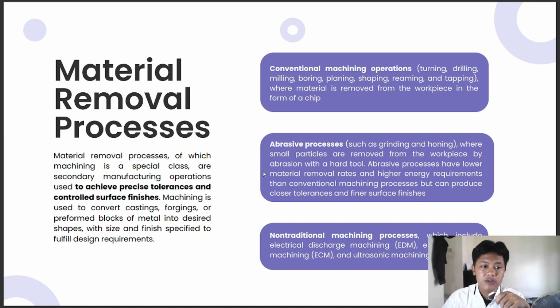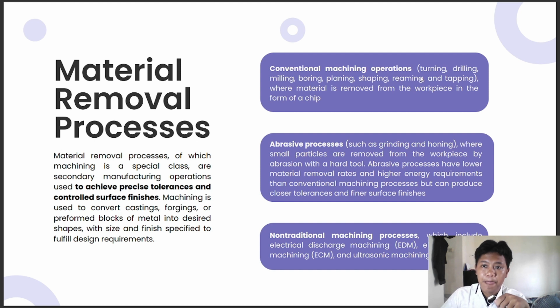Next, material removal process. Material removal process, of which machining is a special class, is a secondary manufacturing operation used to achieve precise tolerance and control surface finishes. Machining is used to convert castings, forgings, or preform blocks of metal into desired shapes with size and finish specified to fulfill design requirements.